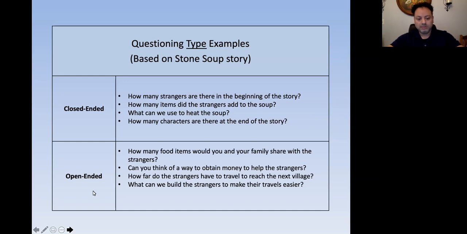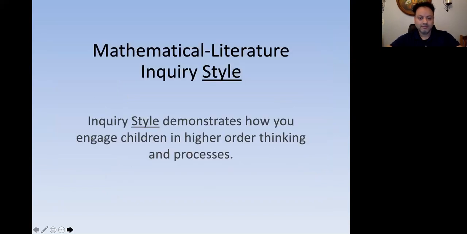And then open-ended questions. How many food items would you and your family share with the strangers? Can you think of a way to obtain money to help the strangers? How far do the strangers have to travel to reach the next village? And what can we build for the strangers to make their travels easier? Ooh, that's a good engineering one.